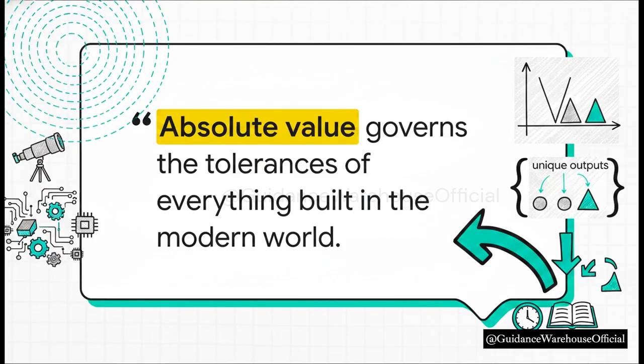From the deep space distances mapped by telescopes to the exact physical tolerances of your phone's circuitry, absolute value defines the acceptable boundaries of our physical reality. Understanding how to calculate, graph, and solve these boundaries is what actually allows us to engineer reality. Which leaves us with a fascinating question to ponder. If mathematical absolute values didn't exist to govern these precise tolerances, would our modern technological world be able to exist at all? Think about that.